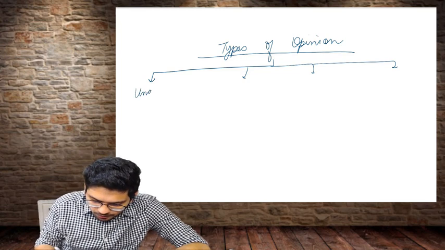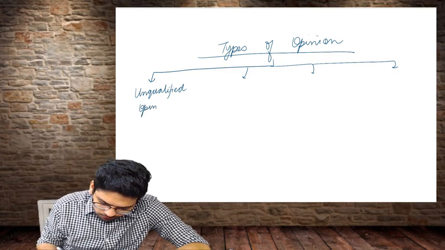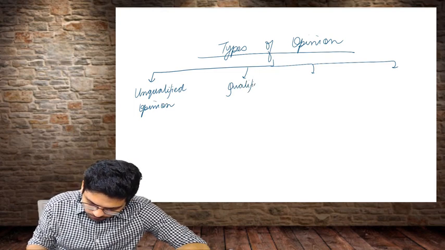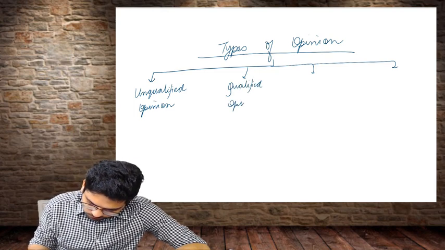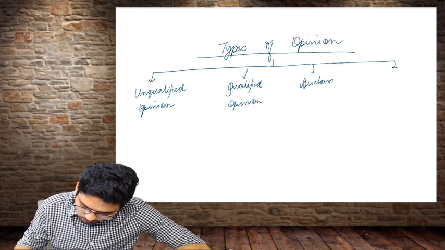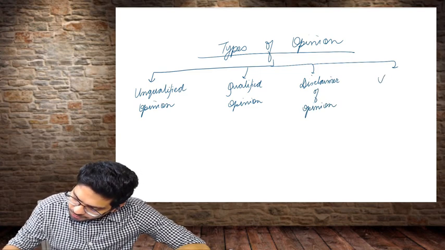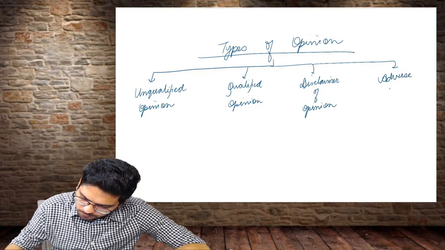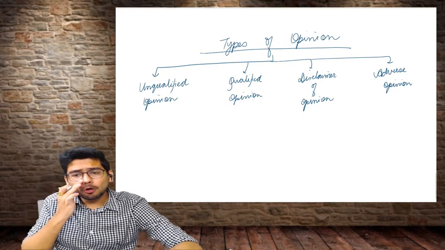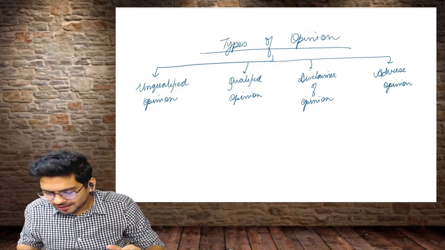Now, first opinion will be unqualified opinion. Unqualified opinion. Okay. Then we have qualified opinion. Then we have disclaimer of opinion. And finally, we have adverse opinion. 4 types of opinion the auditor can give. Now, let me explain you each and every opinion with the help of some examples.